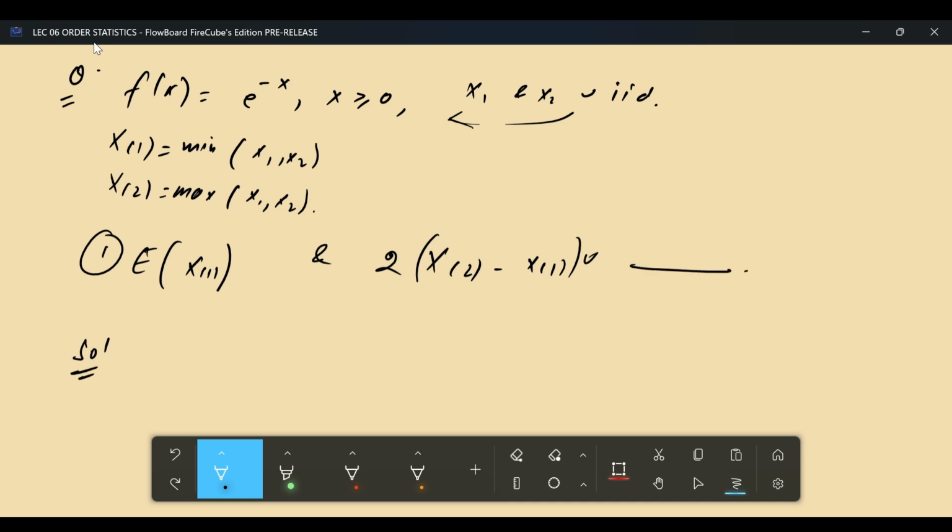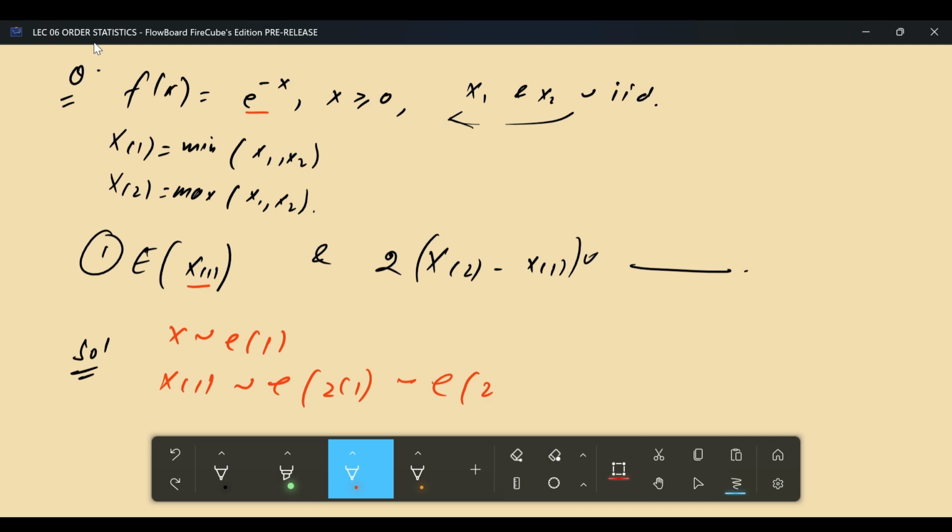So solution, see, x1 is minimum. As you know, we have already proved when x follows exponential, then minimum will follow exponential n lambda. So x follows exponential 1, x1 will follow exponential 2, lambda is 1. So this will follow exponential 2. This is the result. You can see my previous video. So x1 will follow this. So expectation of x1 will be 1 by 2.